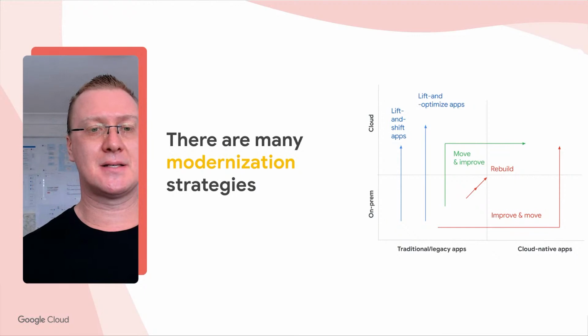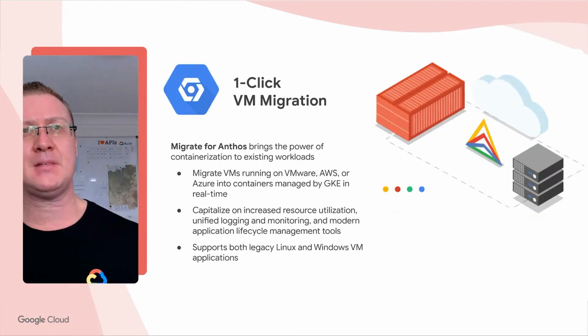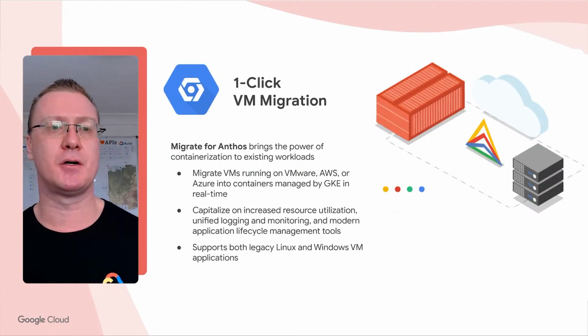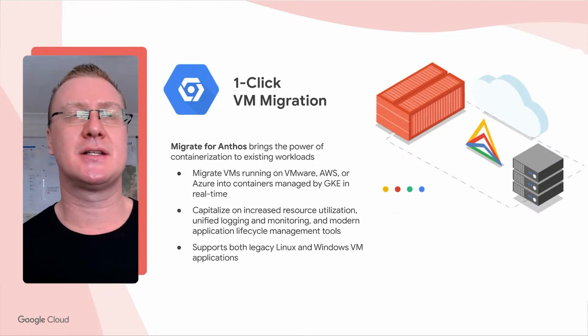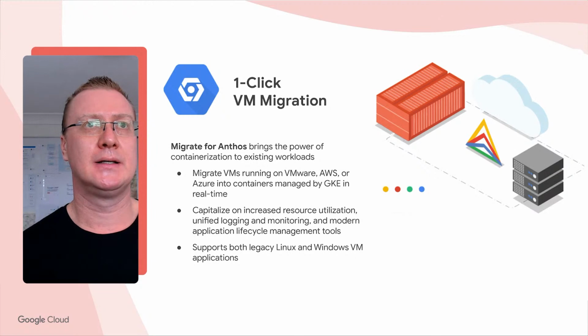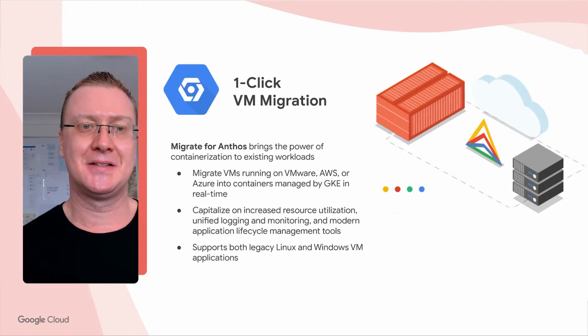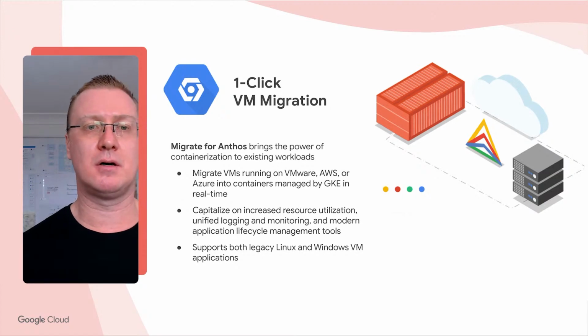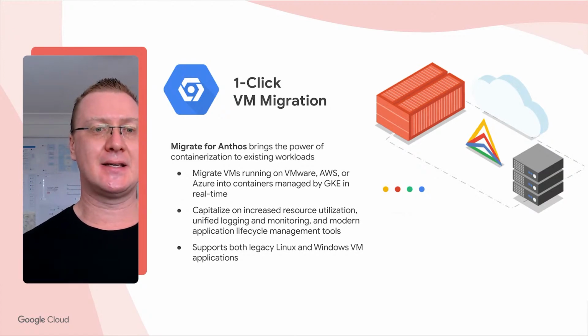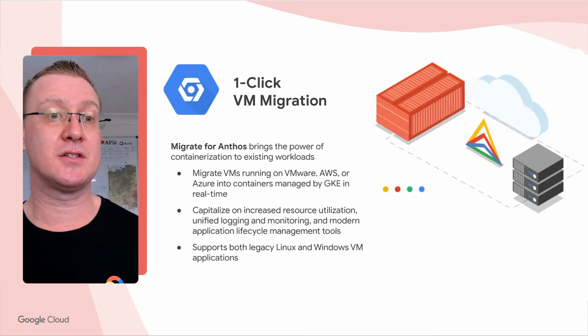So if we think about automating that migration, having a one-click VM migration approach is going to be key. It's going to simplify the view that developers need to take with that application code and rolling it out seamlessly onto that modern applications platform, built on top of GKE. So Migrate for Anthos essentially brings the power of containerization to existing workloads. You can migrate VMs running on VMware or AWS or Azure into containers managed by GKE in real time.